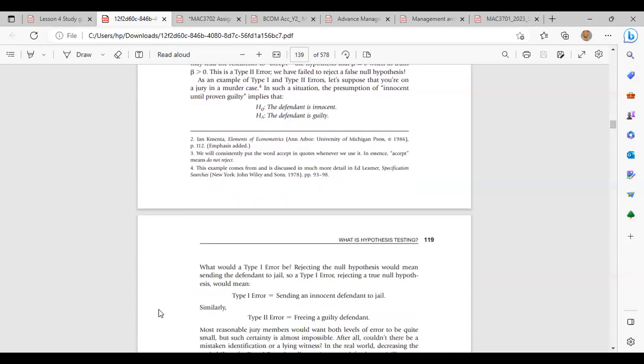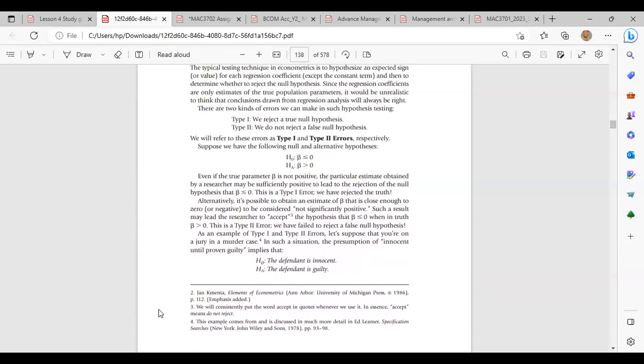All right, so let's talk about what type 1 and type 2 errors are. Just give me a second, sorry.